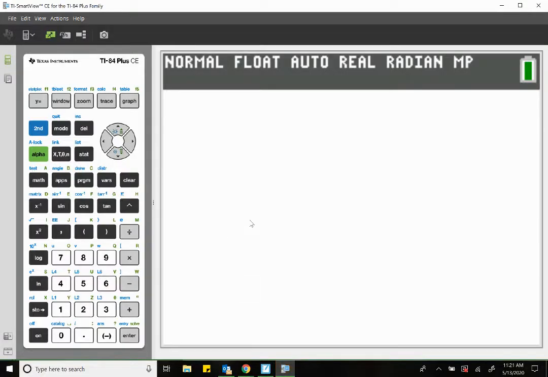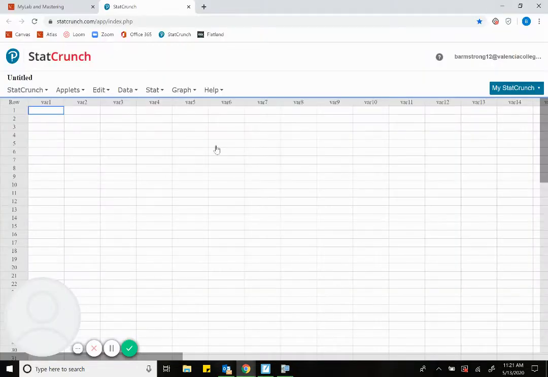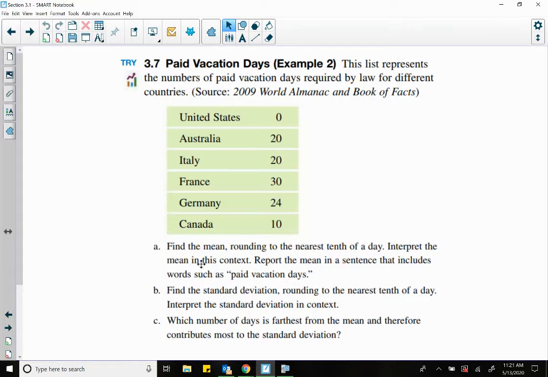So we got our calculator. I'm going to show you how to do some of this information on the calculator. I'm also going to show you how StatCrunch will work. It's all the good stuff. So this first question says, find the mean rounding to the nearest tenth. So make sure that you pay attention to that information. And then it says interpret the mean in this context. It says report the mean in a sentence that includes words such as paid vacations. So that's going to be in our interpret piece. Again, a lot of this, you're not actually writing out sentences. It's all multiple choice in there.